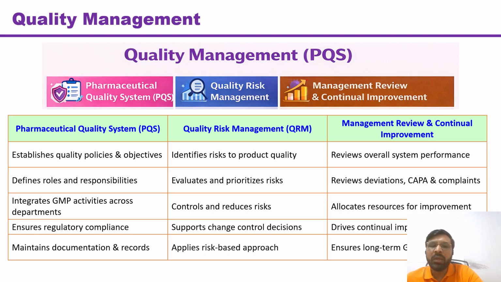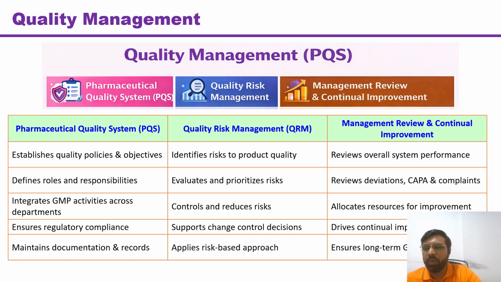The next one is quality risk management. It is also called QRM. It identifies the risk to product quality. We have to evaluate those risks, then control and reduce the risk, and support change control decisions. It applies a risk-based approach. Okay, means suppose we are identifying a risk, we should take proper corrective actions, and we have to avoid those risks from our products and from our systems. Next one is management review and continual improvement.